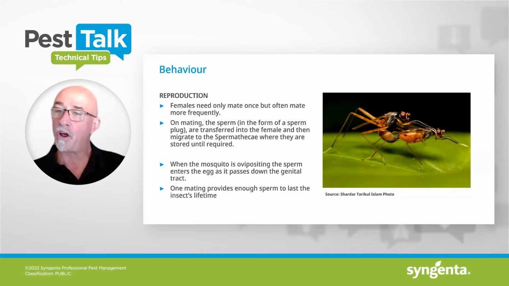Reproduction. Females need only mate once, but often mate more frequently. On mating, the sperm, in the form of a sperm plug, are transferred into the female and then migrate to the spermathecae. There they are stored until required. When the mosquito is ovipositing, the sperm enters the egg and passes down the genital tract. One mating provides enough sperm to last the insect's lifetime.